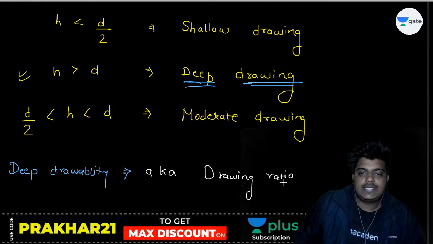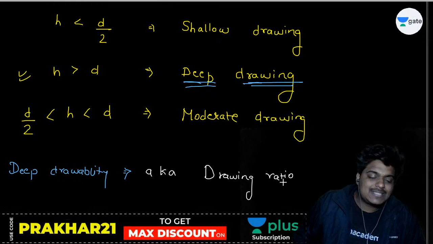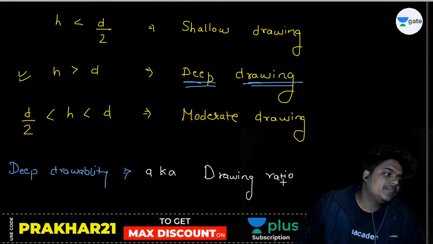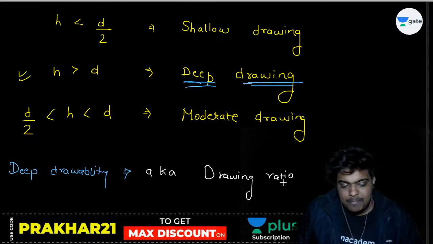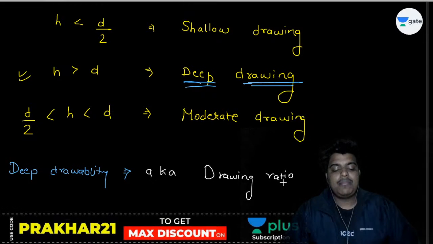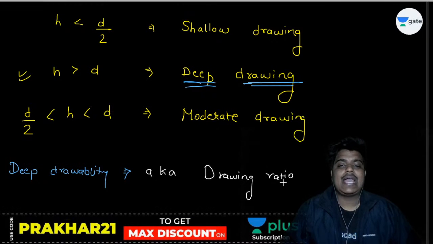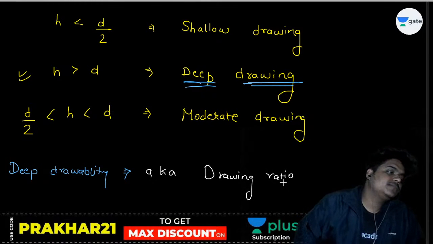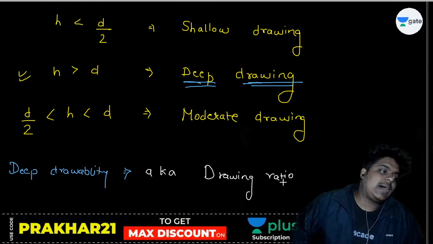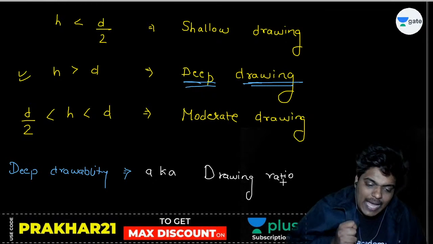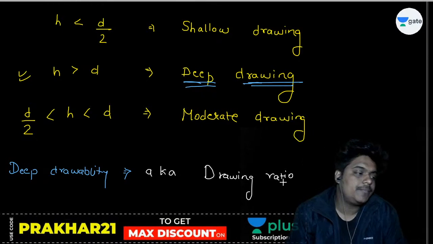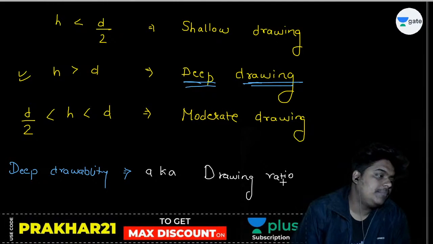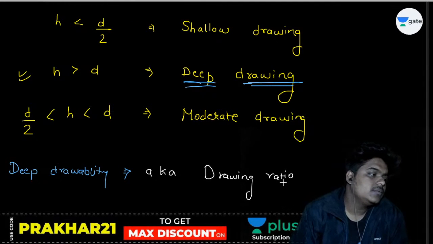It is defined as the ratio of maximum blank diameter to the diameter of the cup drawn from the blank.